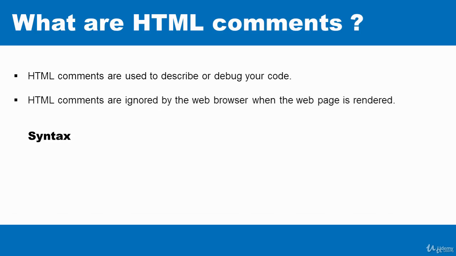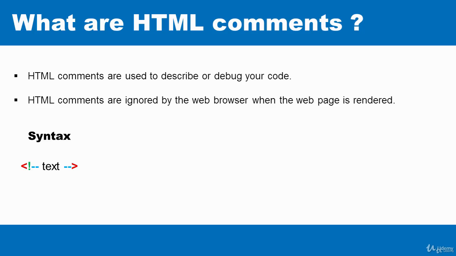Let's take a look at the syntax. Syntax basically refers to how something is done. So this is how you would add a comment to an HTML document. You start with the less than sign, the exclamation mark, 2 dashes, then the text you want to add to the comment, and then 2 dashes, and then the greater than sign.